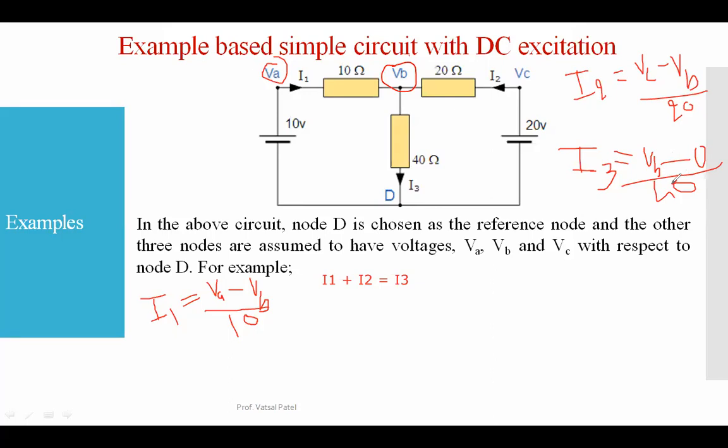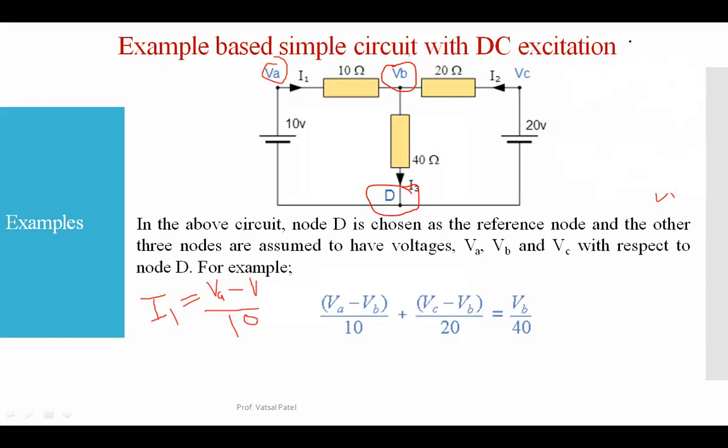So when we put this I1, I2 and I3 in this equation, you will get this equation, VA minus VB divided by 10. Always reference you should consider with the 0. The reference node always consider with respect to 0. Always consider the reference node or the ground node with the 0 volt.